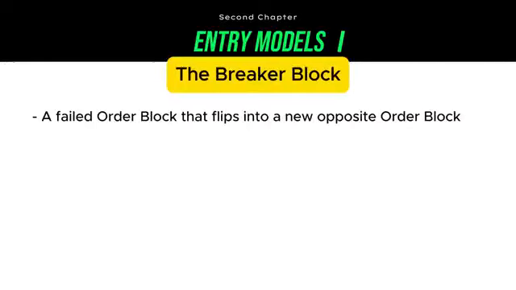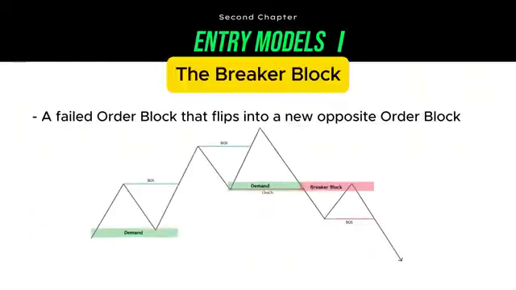The next concept we are going to cover is the breaker block. A breaker block is an order block that failed to hold and flips into a new order block for the opposite trend. For the sake of simplicity, the order blocks are the supply and demand zones, and this is how it works. In an uptrend, we are going to use a bearish breaker block. Let's explain why.